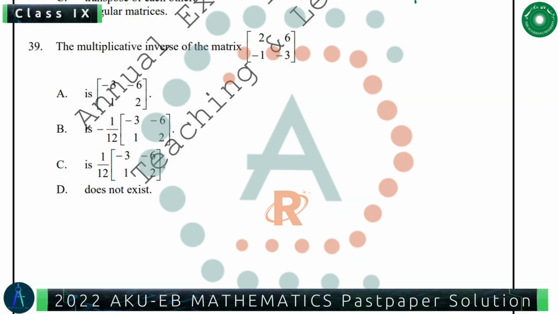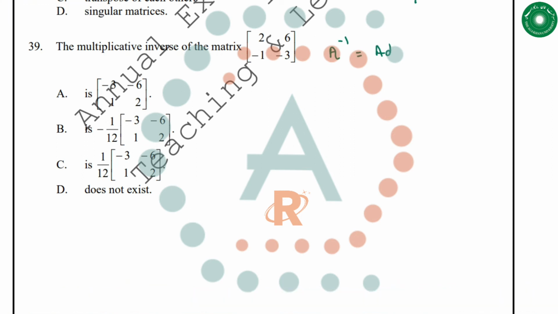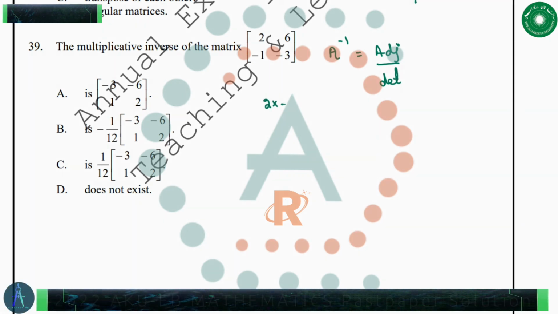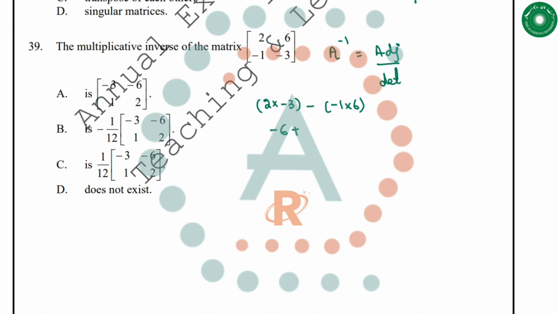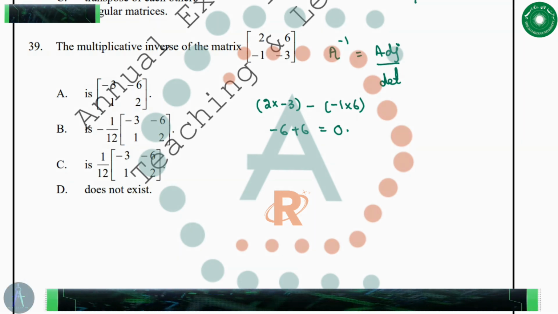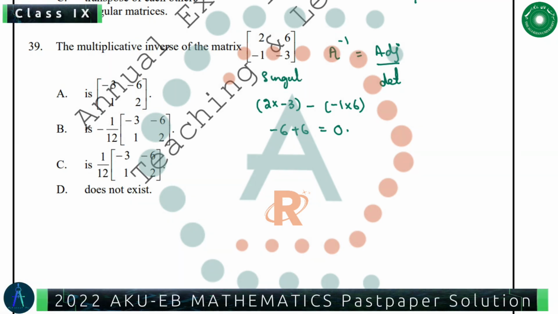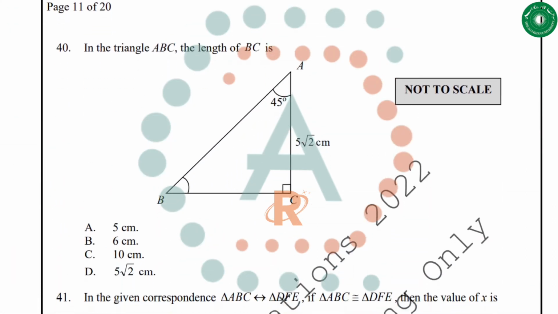Question number 39. We have to find the multiplicative inverse of this matrix. So we know that inverse is equal to adjoint divided by determinant. First, if we calculate the determinant: 2 into minus 3 and minus 1 into 6, in between we applied the minus sign. So minus 6 plus 6 equals 0. So the determinant is 0. This means this matrix is a singular matrix. The inverse of a singular matrix does not exist. So option D is the right answer.